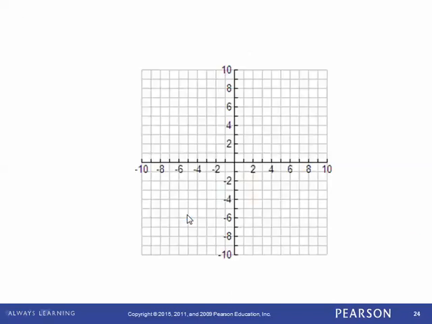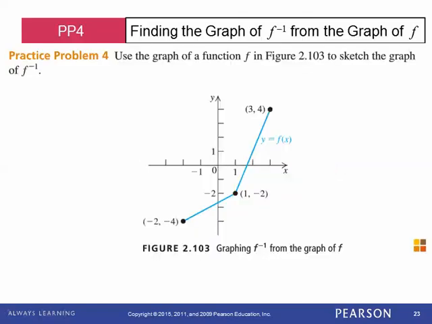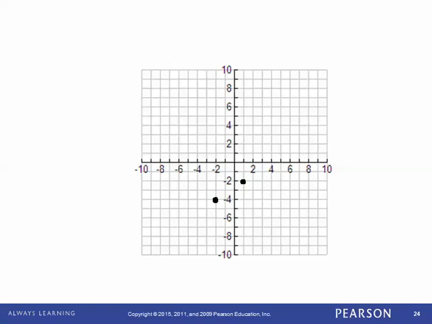So on my sheet of paper, I have to redraw the function itself. So negative 2, negative 4. Let me just check real quick. Yep, negative 2, negative 4. 1, negative 2, and then 3, 4. That's my original graph. A graph of the inverse function would be switching those two. So negative 4, negative 2. Negative 2, 1. And then 3, 4 becomes 4, 3. So again, connecting those dots.